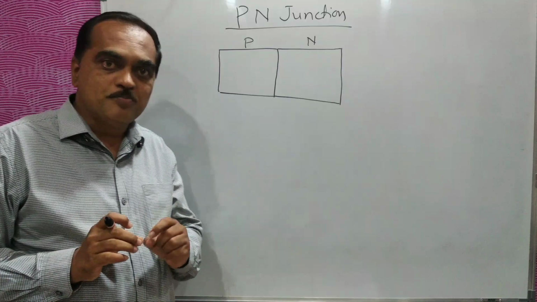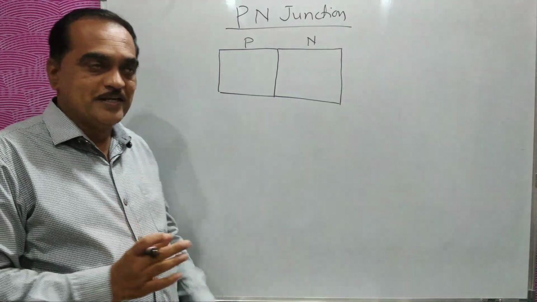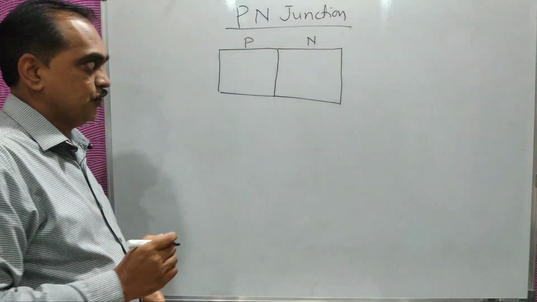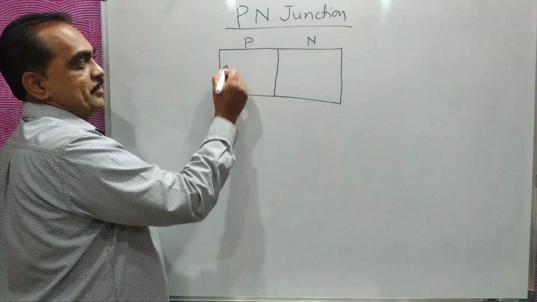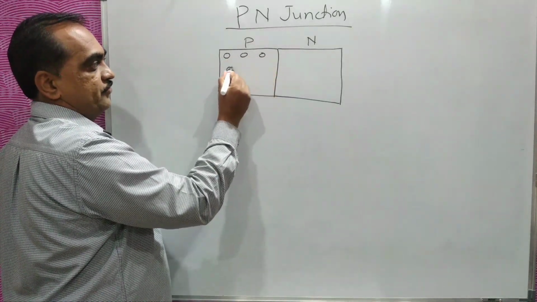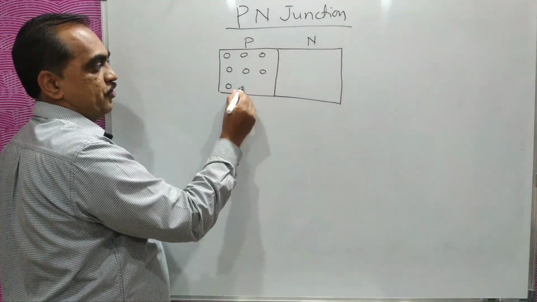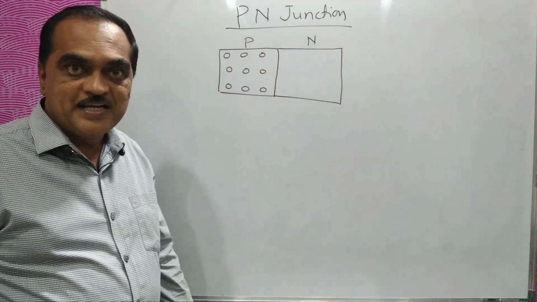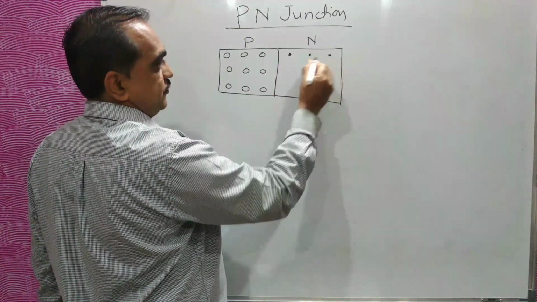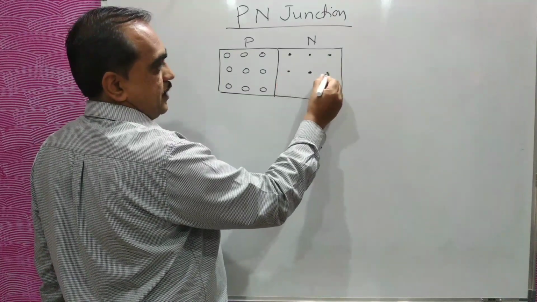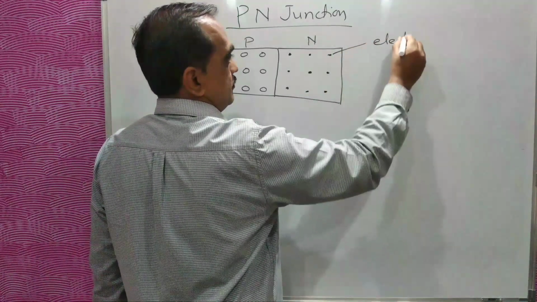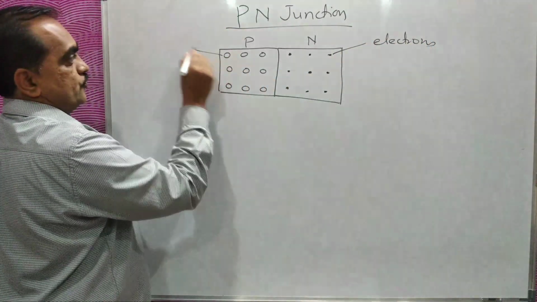Suitably joined means it is fabricated in a special way, and the P and N type semiconductors are joined together. We know that in P-type semiconductor, holes are majority charge carriers, and in N-type semiconductor, electrons are majority charge carriers. So these are electrons and these are holes.